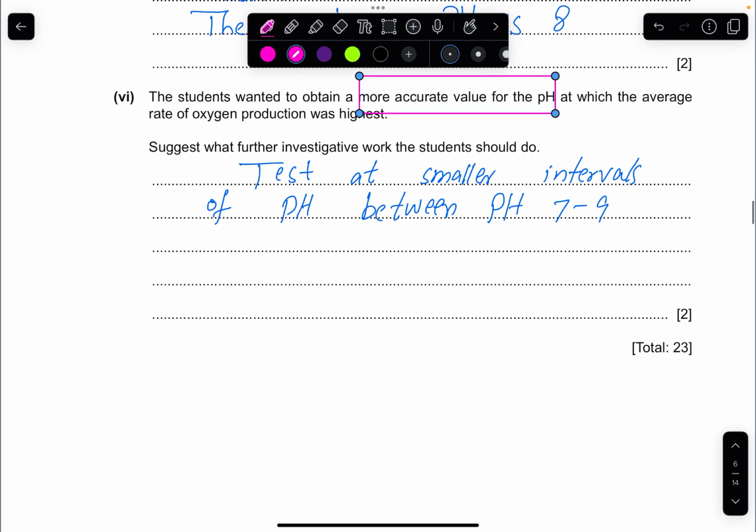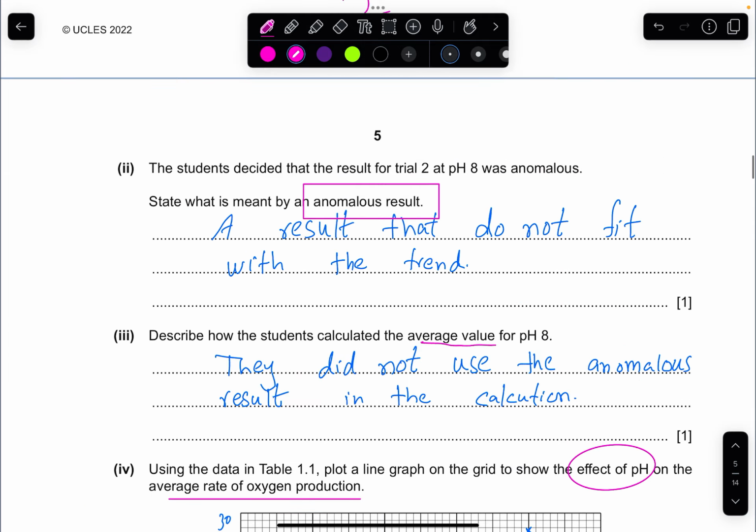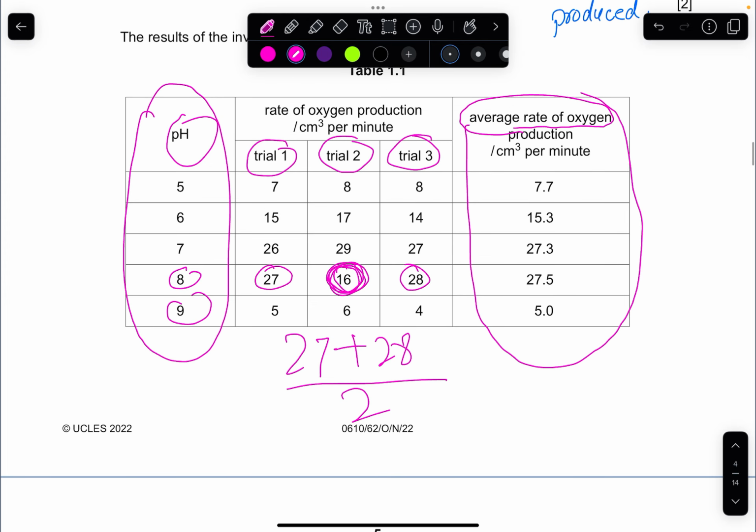If the interval of pH is very big, as in here, if you can see this 5, 6, 7, so further he can increase the pH a little bit at a time, 5, 5.5, or 6, 6.5, like this.